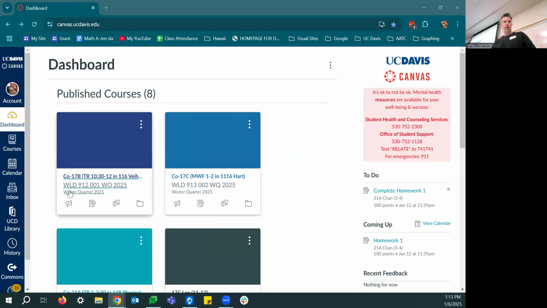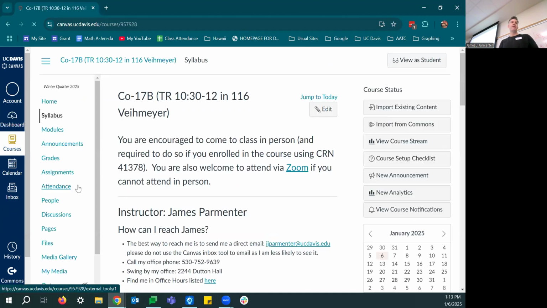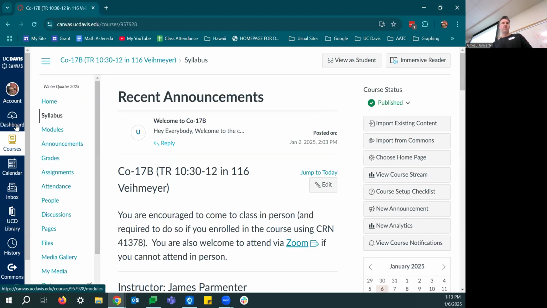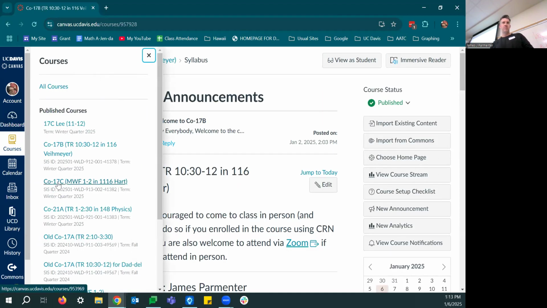Let's see here. So we're looking at Canvas. That's not the right one. I clicked on the wrong one. Let's go to the right one. There we go.